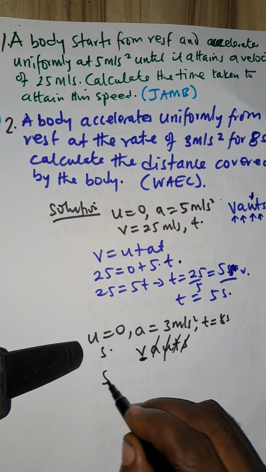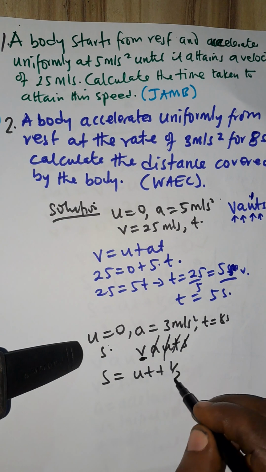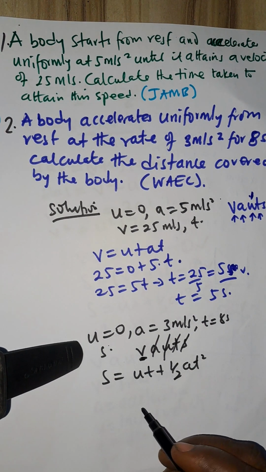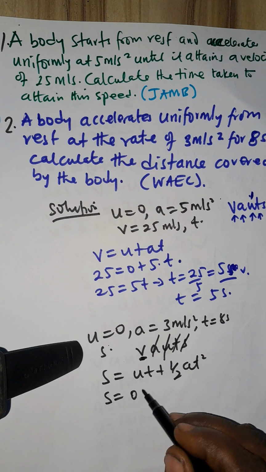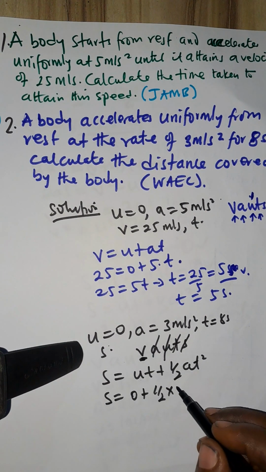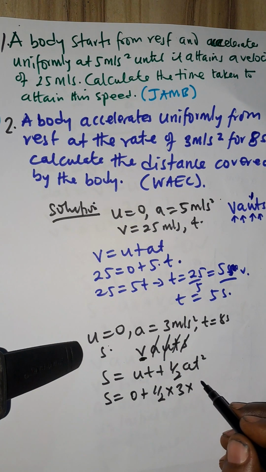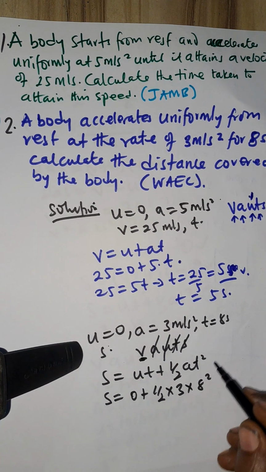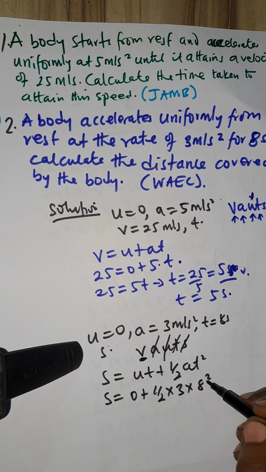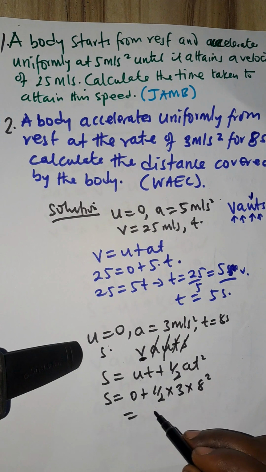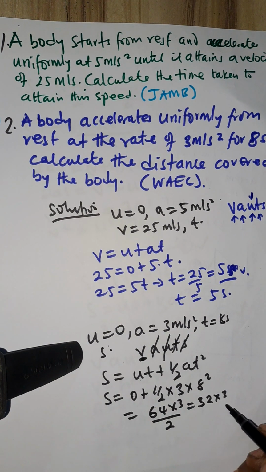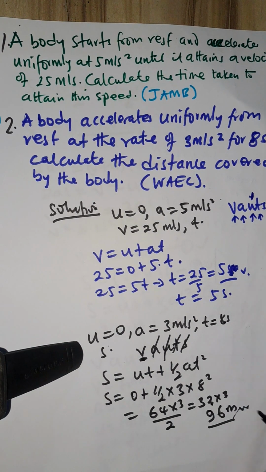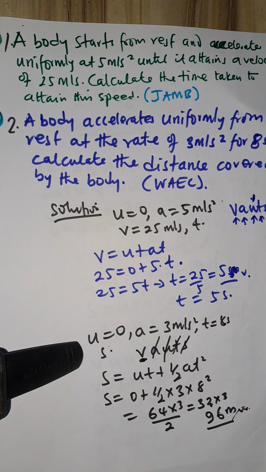That equation is S equals UT plus half AT squared. But by the demand of this question, U is 0, because the body starts from rest. So 0 plus half, acceleration is 3, times T, which is 8 seconds. T squared is 8 squared, so it's 64 times 3 all over 2, which is 32 times 3. 3 times 2 is 6, 3 times 3 is 9. So 96 meters. Okay, so this is how to go about it.